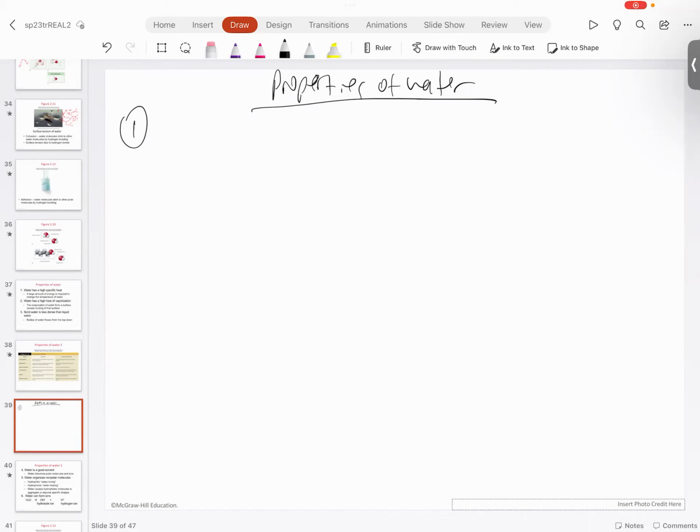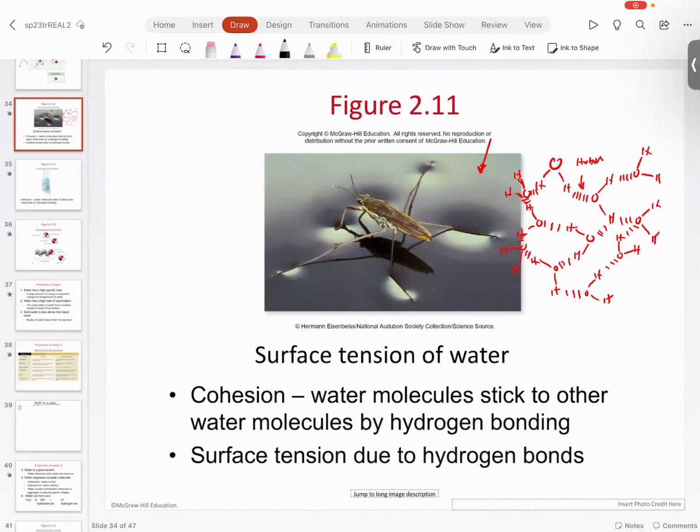Okay, so let's go ahead and take a look at properties of water. A couple of things first that I want to talk about. The last thing we talked about was the structure of water. We talked a little bit about hydrogen bonding. We talked about how it's a polar molecule, so it's got that negative oxygen and that positive hydrogen, and that's because of the electronegativity differences.